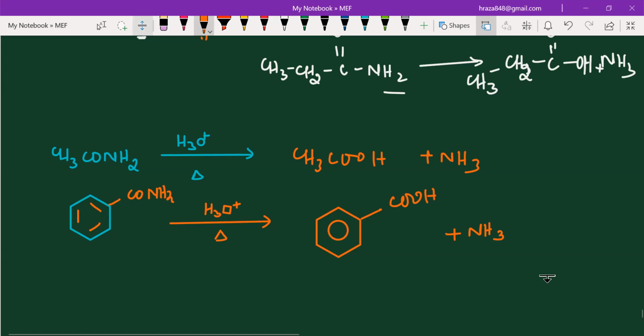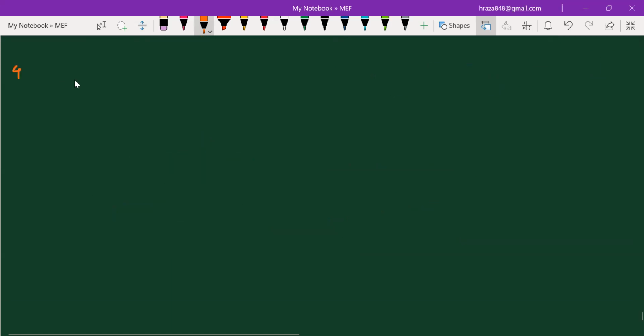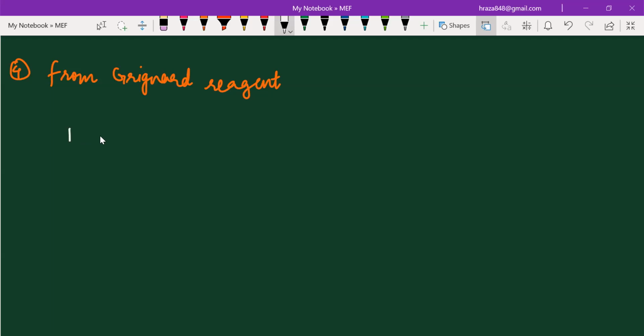Now the next part, the fourth, is from Grignard reagent. As you can see, from Grignard reagent, first you react the Grignard reagent with CO2, dry ice, that means solid carbon dioxide. The reaction will occur in dry ether since Grignard is reactive.